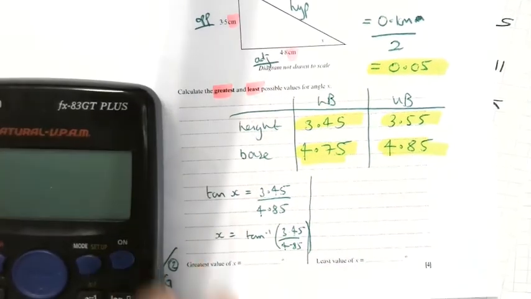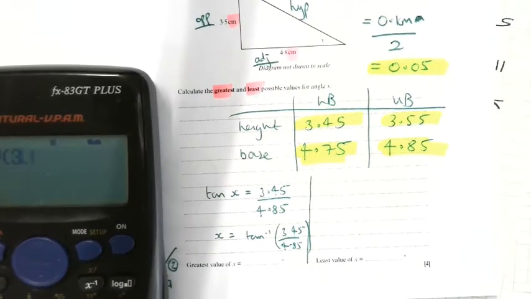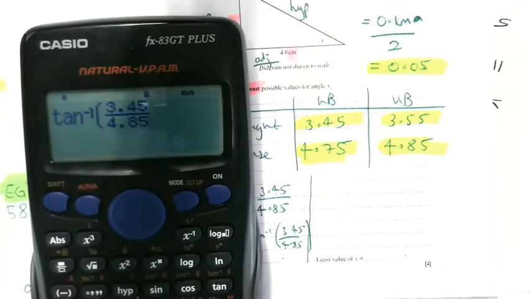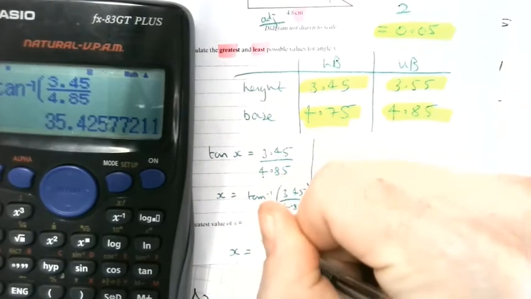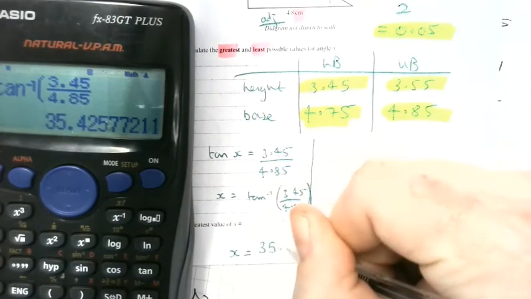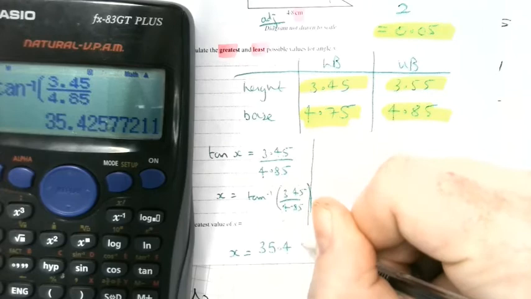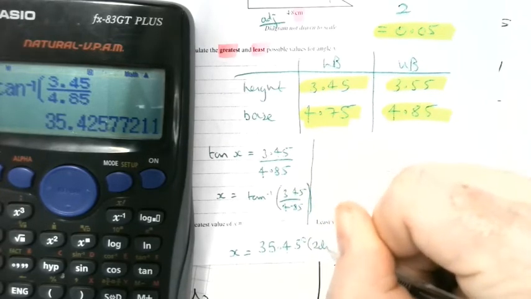So let's work out what that is. 4.85. Now, just little hacks on your calculator. You don't have to put a bracket on the end of that. It saves you about 2 milliseconds. But when you're working through things like this, every now and again, you think, I just want to do this really quickly. So I've got one answer here. I don't know if it's the greatest or the least. So I'm going to say that's 35.43 degrees to 2 decimal places.